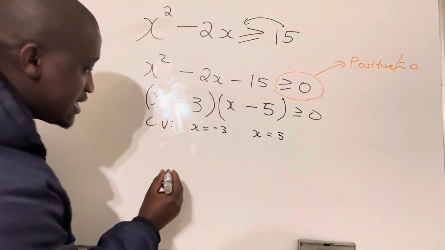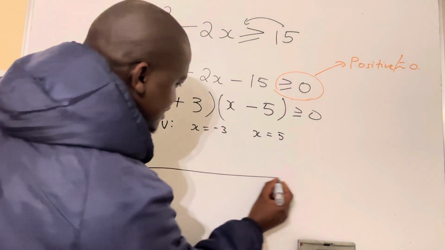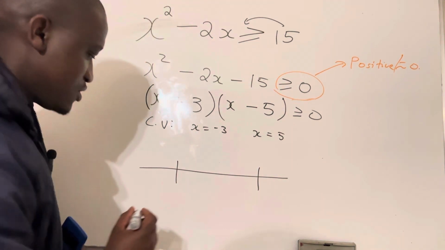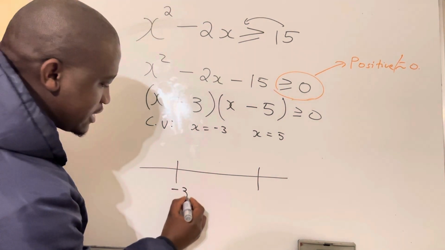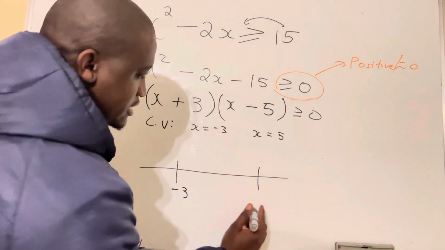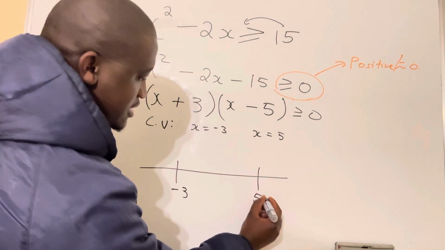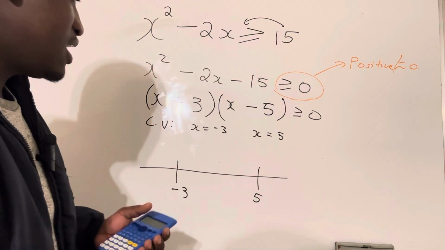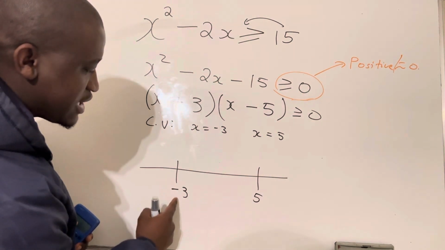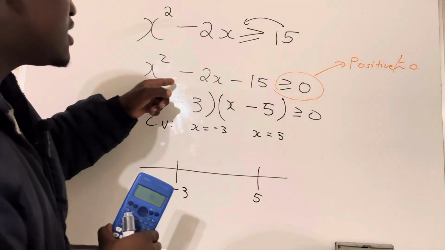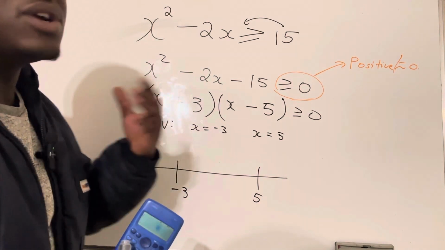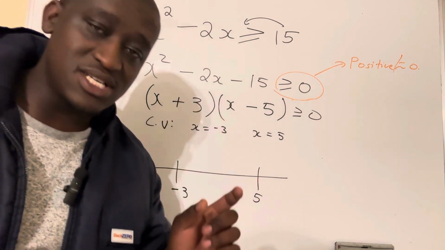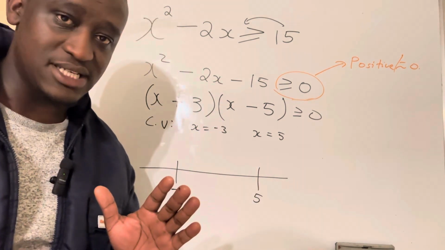Now, here is where our scheme starts. So you're going to write your critical value number 1, negative 3, and then critical value number 2, which is 5 over there, right? So what you're going to do is choose a value between negative 3 and 5, and then substitute it in this equation. Then you're going to tell us what you are getting. Is it positive or negative? That's all we are interested in.